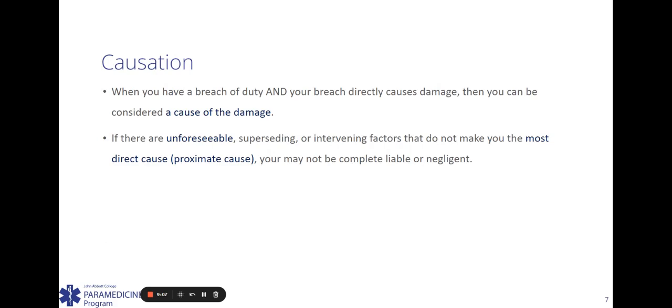As paramedics, it's also important to understand the concept of cause and effect when it comes to potential liability for damage. When you have a breach of duty and your breach directly causes damage, then you can be considered a cause of the damage. However, the law generally requires you to also be the proximate or most direct cause of the damage. This means that if there are unforeseeable, superseding, or intervening factors, you may not be completely liable or negligent.